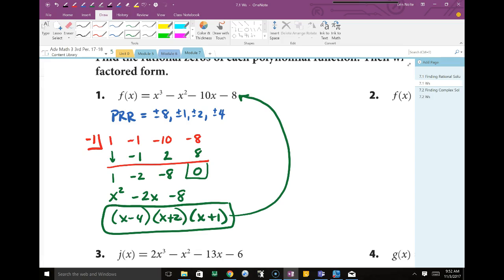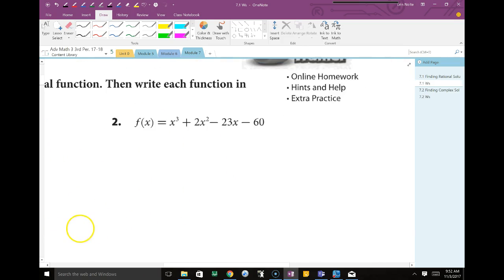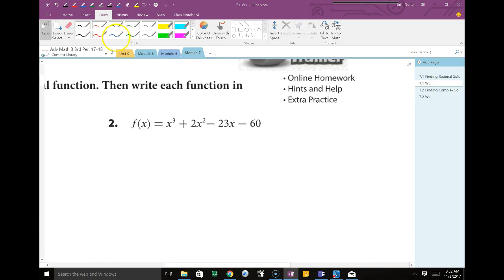Okay, let's try number 6. Tell me what you got for your possible rational roots. You did 6 or 2? Number 2? Did I say 6? Oh, number 2. I don't know where I got a 6 from. Number 2. Plus or minus 1.